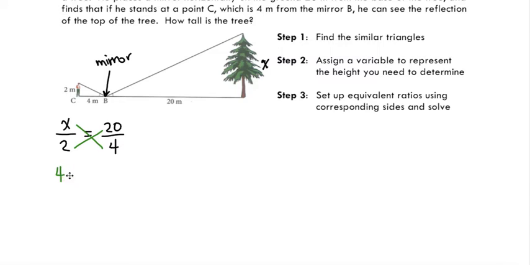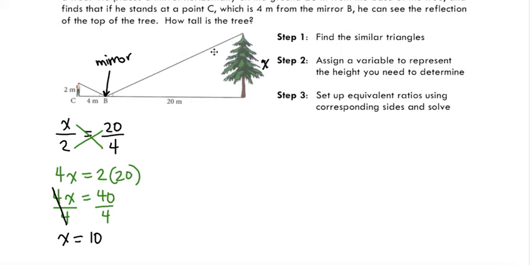So 4 times X is equal to 2 times 20. And 2 times 20 is 40. From here, I need to isolate my x, so I'm going to divide both sides by the coefficient. So divide both sides by 4, so that the 4's cancel each other out on the left-hand side, because 4 divided by 4 is 1. So x is equal to 40 divided by 4, which is 10.